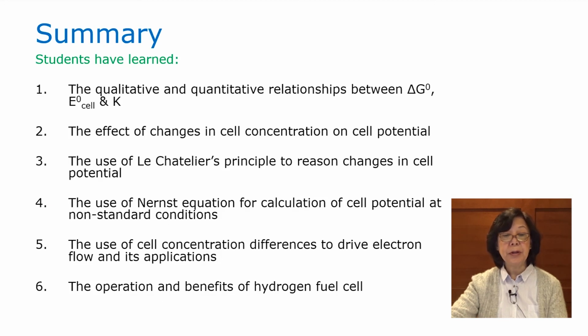To summarize what we have learned today, students have learned the qualitative and quantitative relationship between delta G naught, E naught, and K, the equilibrium constant, and the effect of changes in cell concentration on cell potential. The use of Le Chatelier's principle to reason changes in cell potential. We applied the Nernst equation to calculate cell potential at non-standard conditions. We learned the use of concentration differences to drive electron flow and the 2 applications. Finally, we learned the operation and benefits of the hydrogen fuel cell.